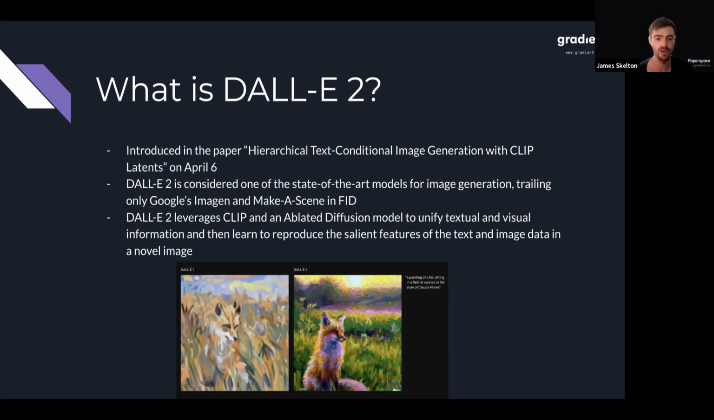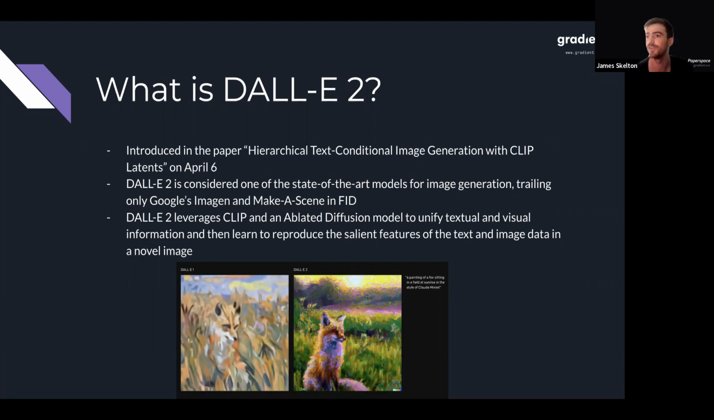Let's get with the introductions. DALL-E 2 was first introduced in the paper Hierarchical Text-Conditional Image Generation with CLIP Latents on April 6th of this year. It's considered one of the state-of-the-art models for image generation, trailing really only Google's Imagen and Make-A-Scene in terms of the quantitative measurement FID. In terms of qualitative, I've found that they're all very comparable. DALL-E 2 is fantastic.